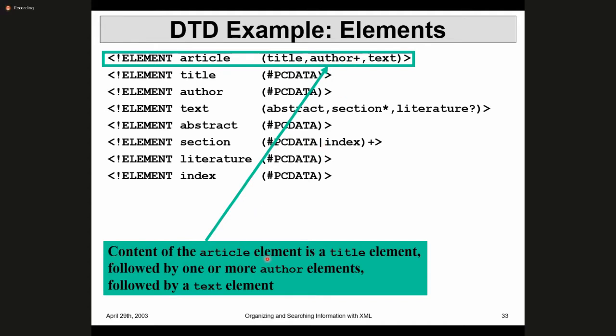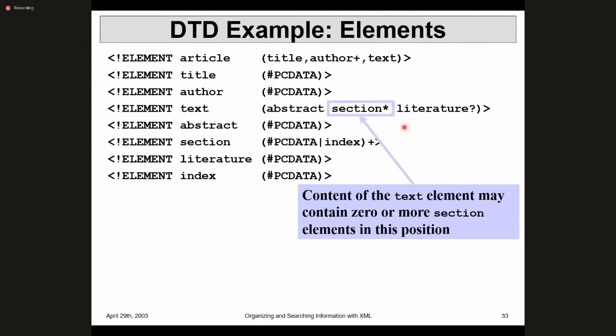Author plus means this article element might have multiple author elements, at least one or more author elements, right? And here you can see this text has a section element, right? In front of this section element, you can see a star or asterisk. So it says the content of the text element may contain 0 or more section elements in this position, right?